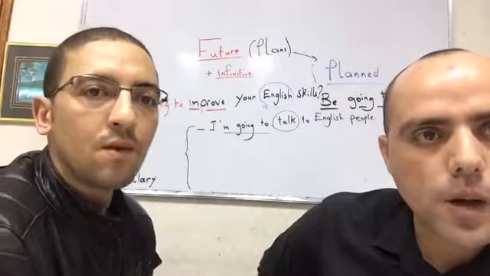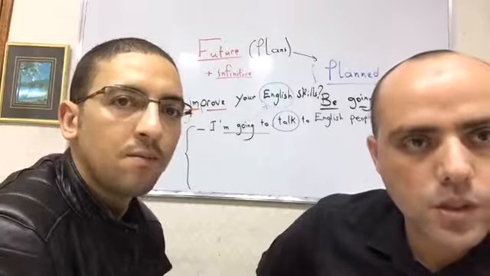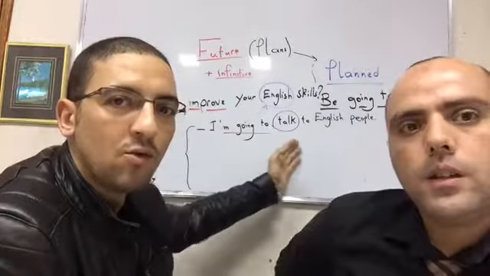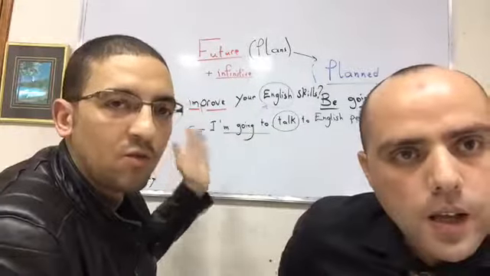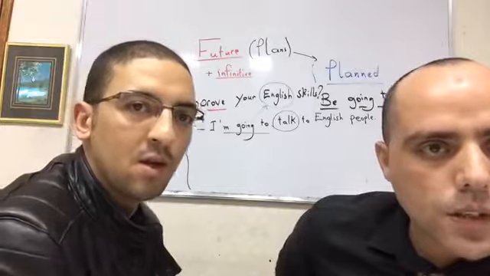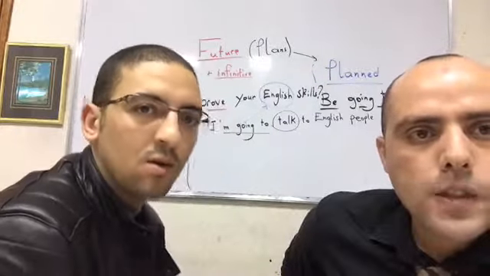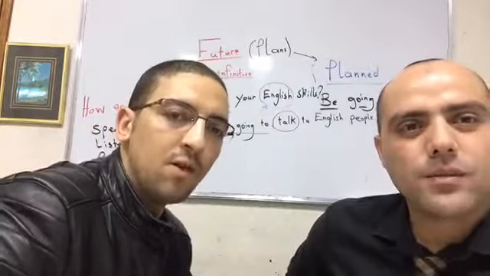I'm going to talk. The main verb is in the infinitive, which is talk. We have an example here. I'm going to talk to English people, for example. Yeah, that's a very good example. That will improve your speaking skills. That's very good. Thank you, Mohammed. I'm going to talk to, but that's okay. That's all right.